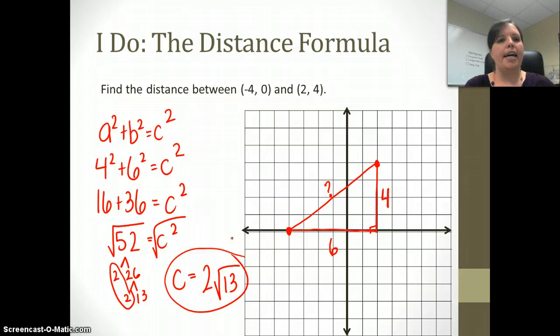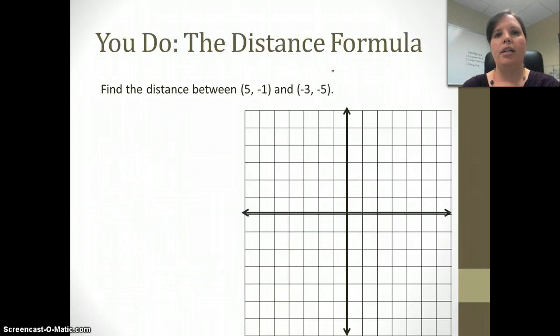You could do the exact same thing doing x1, y1, x2, y2. It just depends on which you feel more comfortable with. For the you do, I'll show it using the distance formula. But you want to go ahead and try the you do on your own.